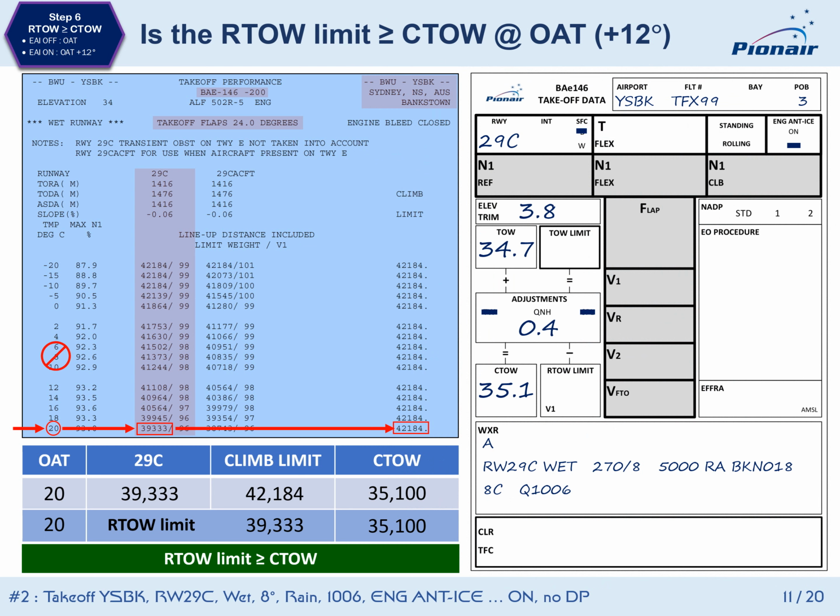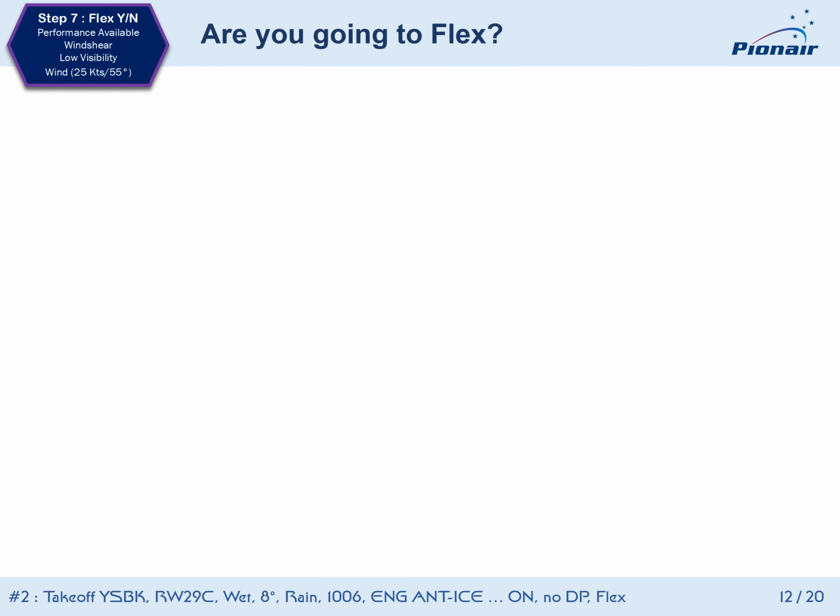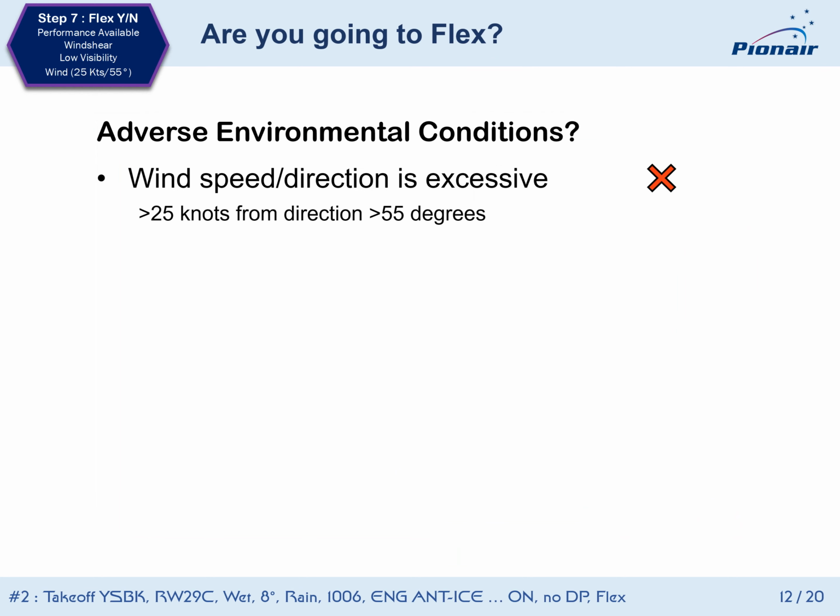Right, time to move on to step 7 and work out if we can flex today. With a CTOW of just over 35 tonnes and an RTOW limit at full thrust of over 39 tonnes, it's looking good so far. Before we get into the nitty-gritty of flex calculations, it's important to stop and ask yourself if you can flex today. There are a few operational considerations here.